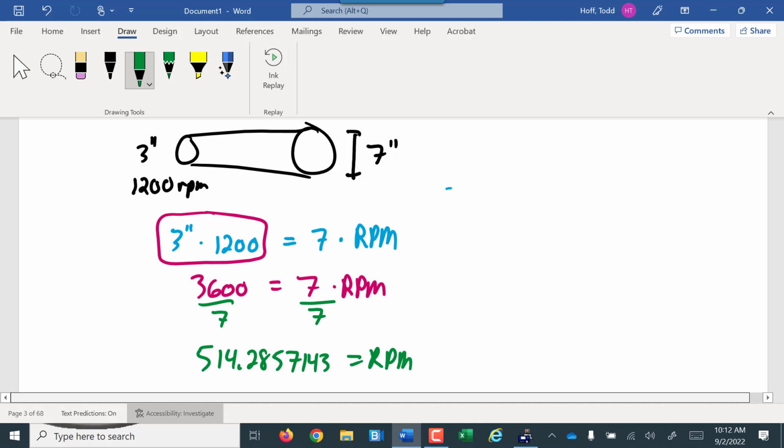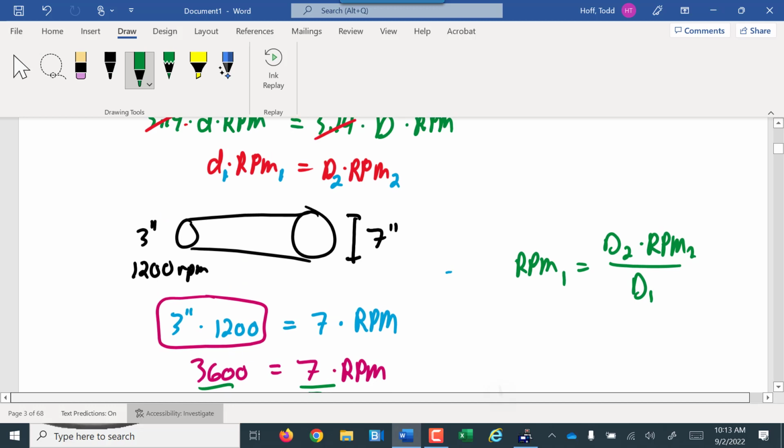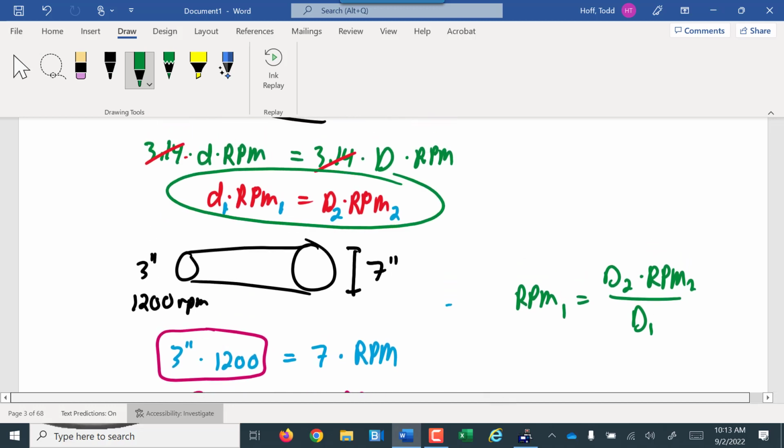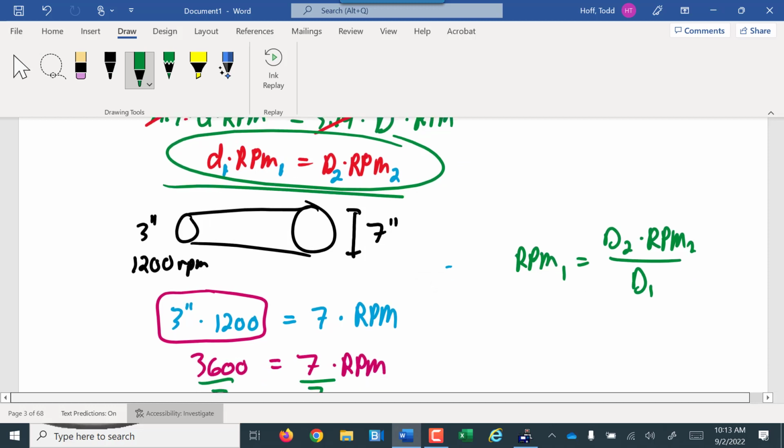So what your book shows is something like this, that RPM 1 is equal to diameter 2 times RPM 2 over diameter 1. Well, that's exactly what we showed over here. That's exactly this formula. It's just they solved it for RPM 1. Every different piece that could possibly be missing, they have a different rearrangement of the formula. But this formula here fits every possible situation.